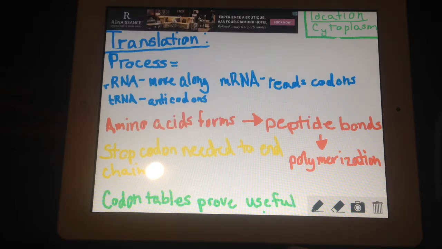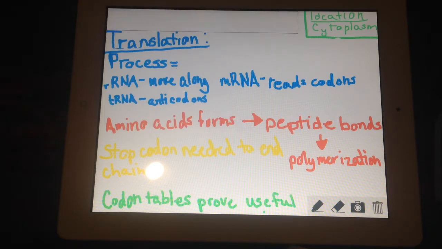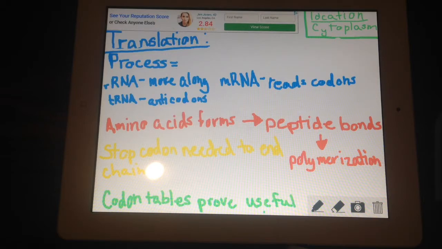Then, later in the process, amino acids form peptide bonds through polymerization. Finally, to keep the process from going on to infinity, a stop codon is needed to end the protein chain. Codon tables can assist scientists in finding the amino acid sequence because you can put the codon that you already know into the table and figure out what amino acid it will become.